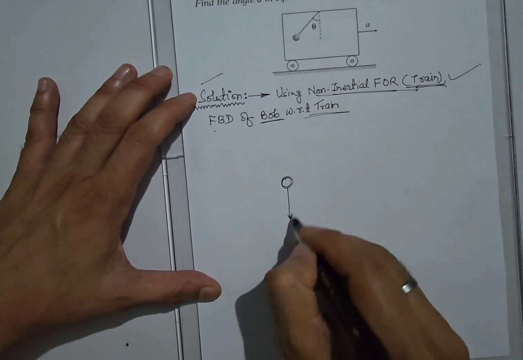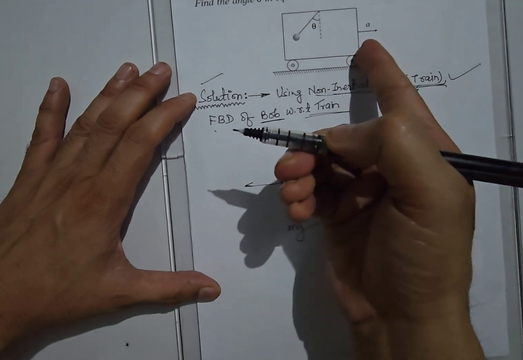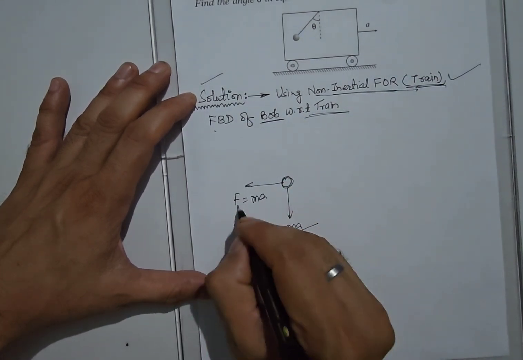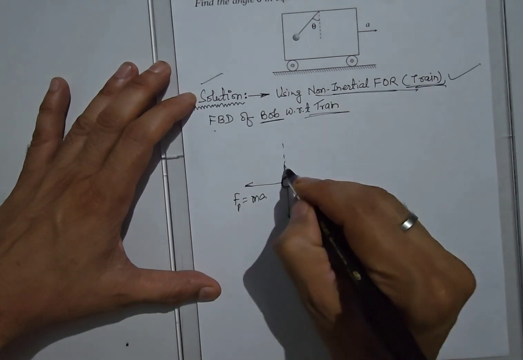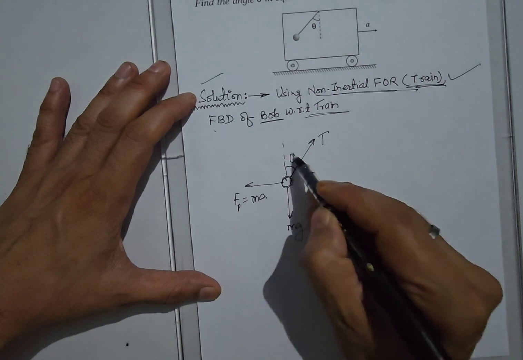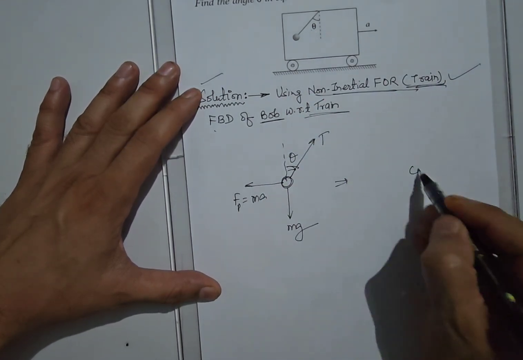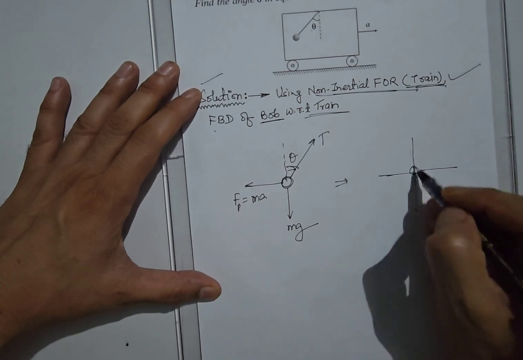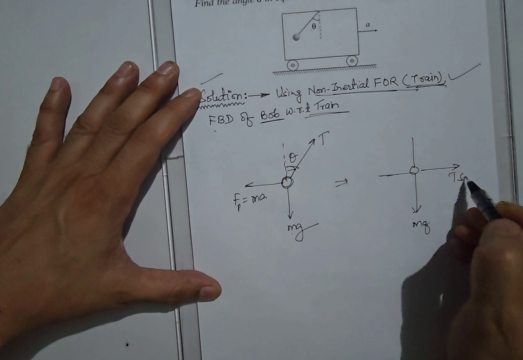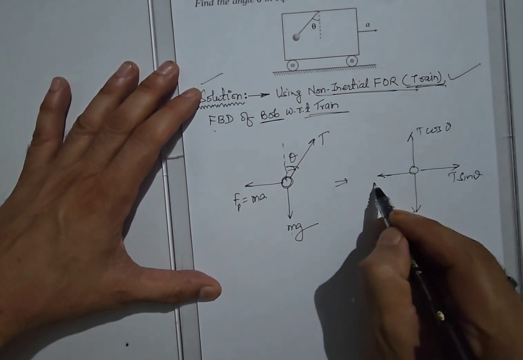There would be a weight like this, mg, and because of the acceleration in this direction, this would be the force F equal to m into a. Now this bob would also be creating a tension in the string, so this would be the tension T, and with respect to the horizontal this angle is theta, so this angle is also equal to theta. Now you resolve these components, so there will be four components. As we can see, this would be mg as usual, this would be T sin theta for this angle, this would be T cos theta, and this is basically m into a.